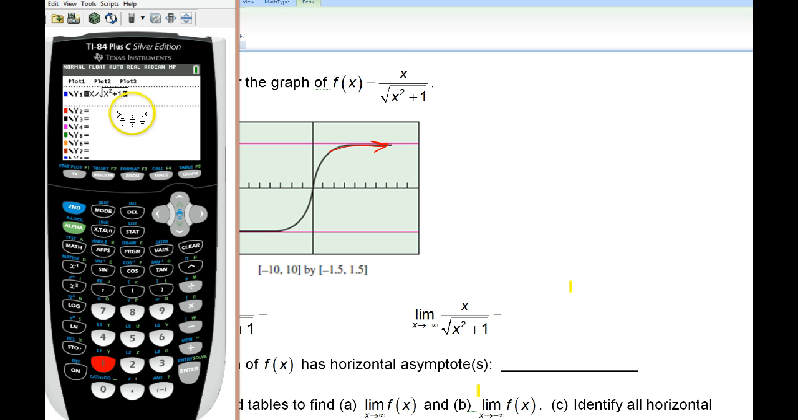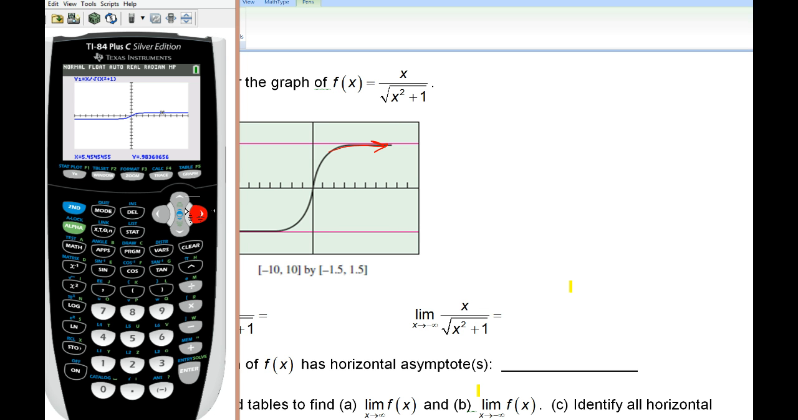Well, we can make sure. Here's the graph. One thing we could do is just trace and move along the line and see what's happening to the y values. Looking here, the y values are getting closer, 0.9836, so they're getting closer and closer to 1. It's never going to reach 1, but it's going to get closer and closer to that value.